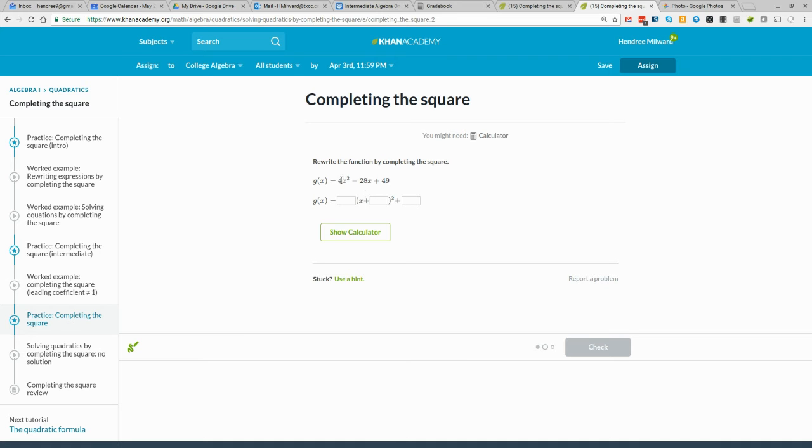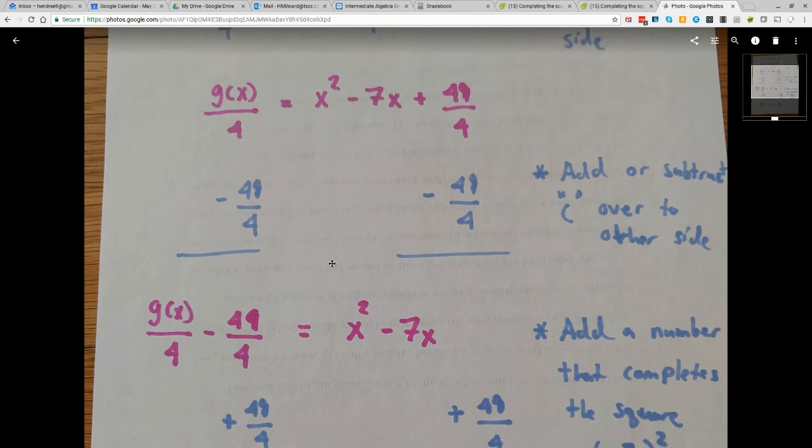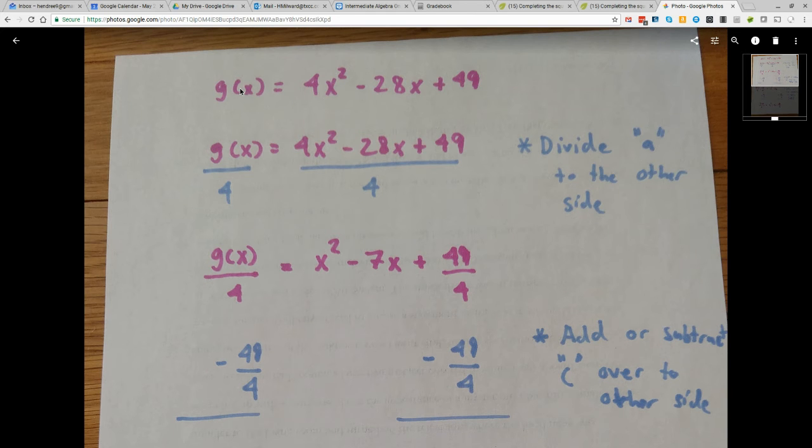Okay, so here's just a quadratic function. And really what we're going to do is use completing the square to put this function into vertex form. Okay, so here's my solution for it. So we just have g of x is equal to 4x squared minus 28x plus 49.